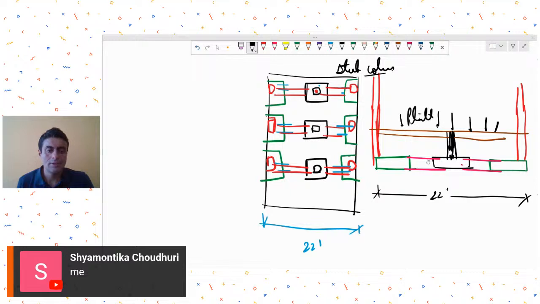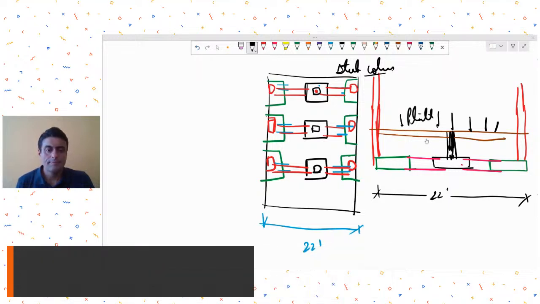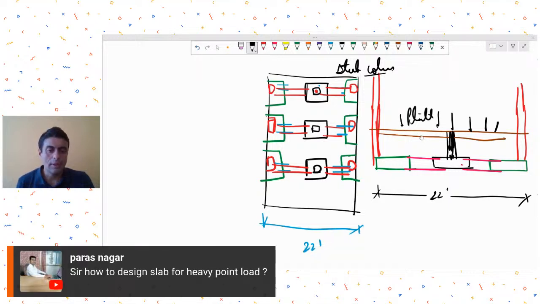Yes, Shamantika ji is also saying she is a practicing engineer. Yes, Shamantika ji. Yes.